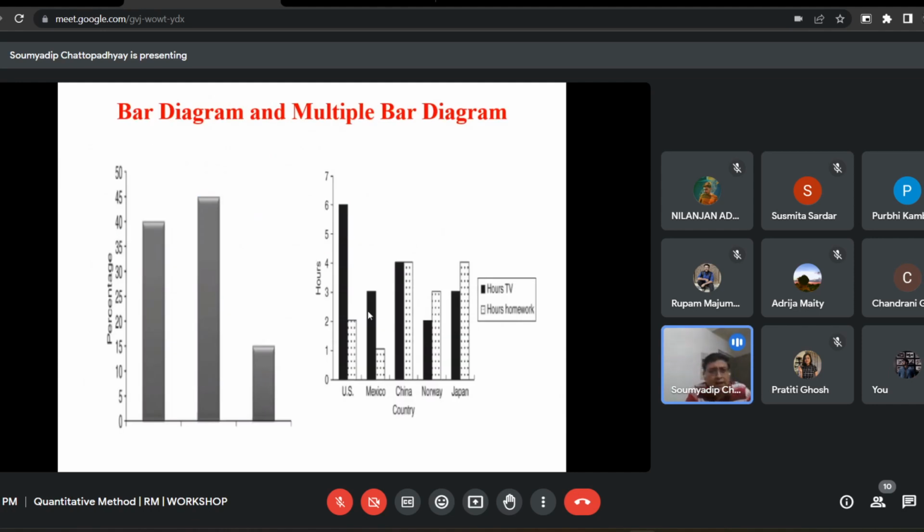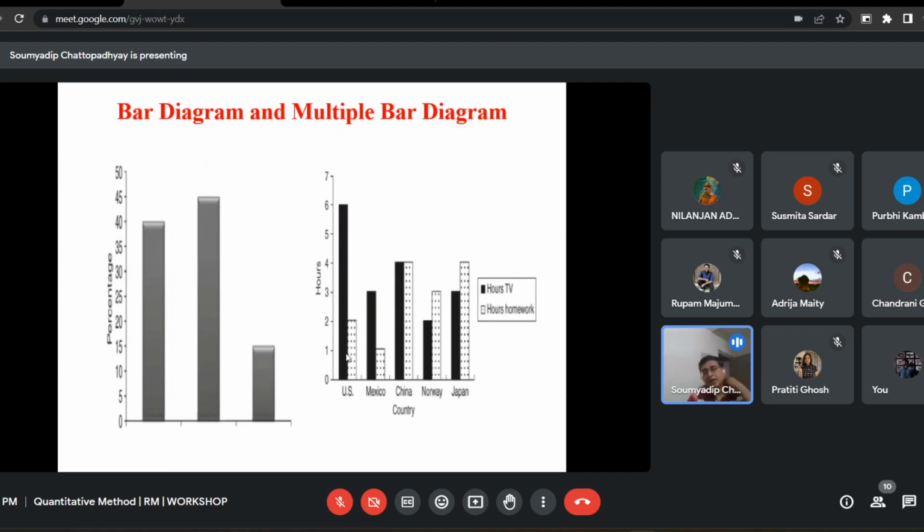For example, consider the leftmost figure. Suppose this is the literacy rate of 3 different states of India. These columns or bars represent the percentage of population who are literate in that particular state. And apart from that, this is known as the multiple bar diagram. Obviously here the two different bars represent two different things.